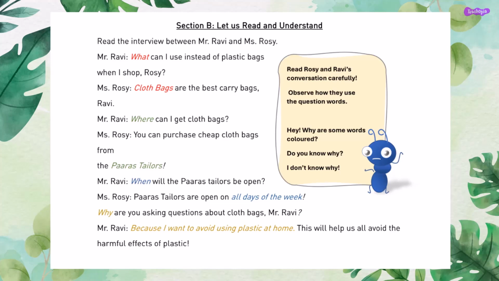Moving on to section B, let us read and understand. You read the interview between Mr. Ravi and Miss Rosie. Ensure that you tell the students that they observe the use of question words. They can also see that some words have been highlighted in a different color. They can also put down their thoughts about why these words are colored.